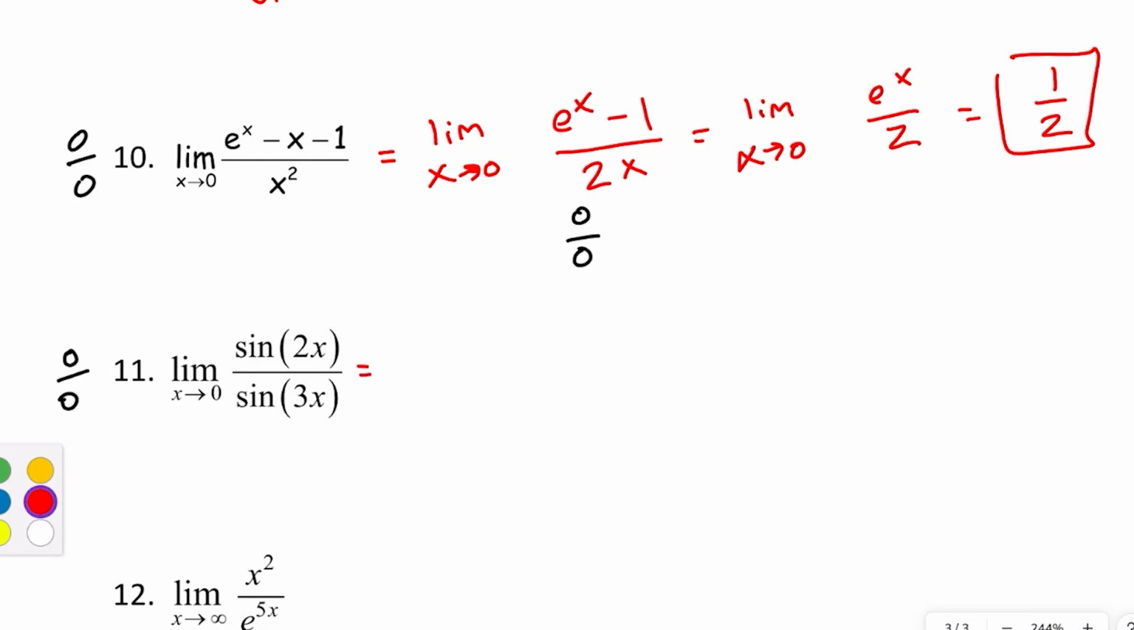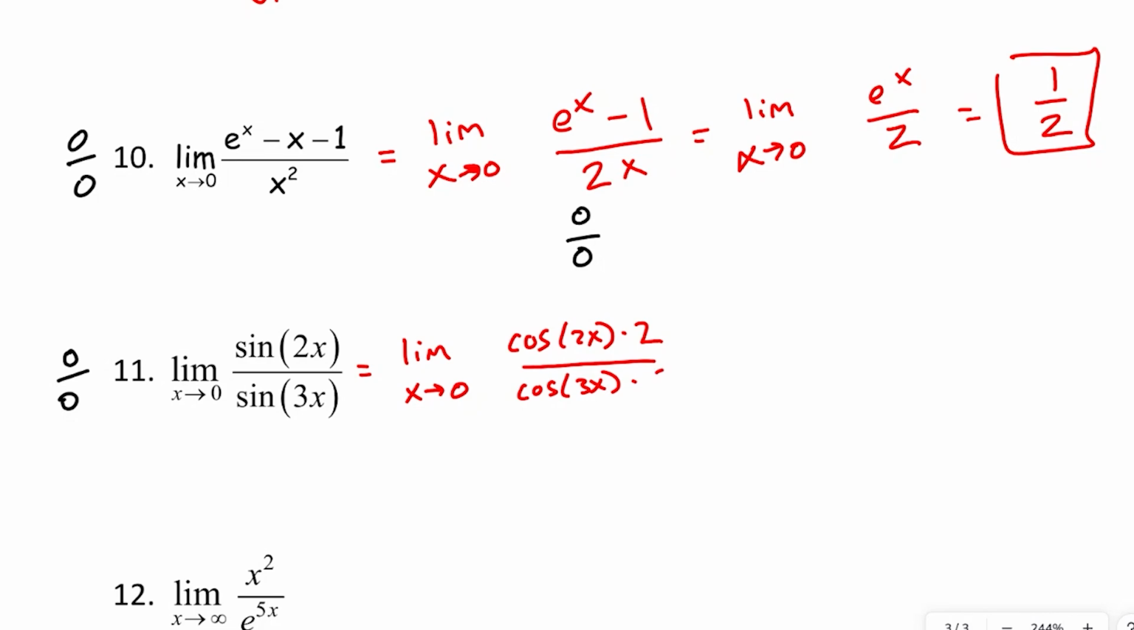But we're going to use L'Hopital's rule here. And so we're going to differentiate both the numerator and the denominator. The derivative of sine is cosine, but we do have to use chain rule here because it's not just sine x, it's sine of something. So whenever it's more than just x, you've got to multiply by the derivative of that inside. So this is going to be cosine of 2x times 2 over cosine of 3x times 3.